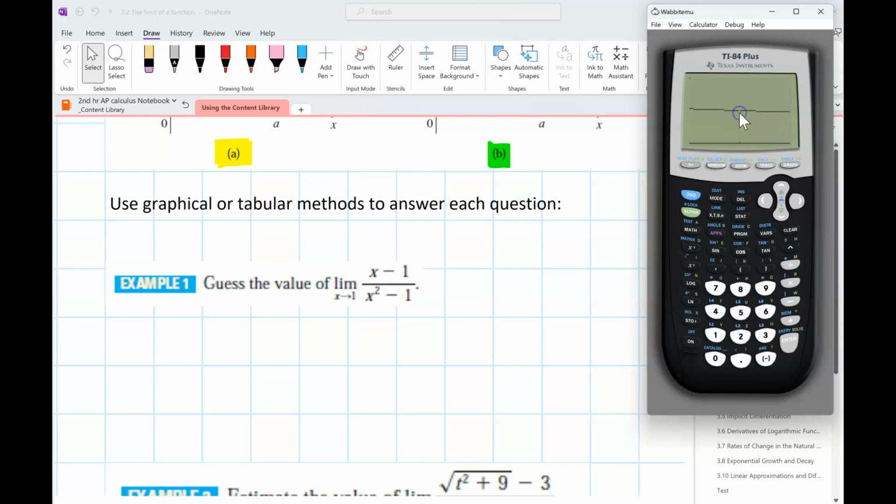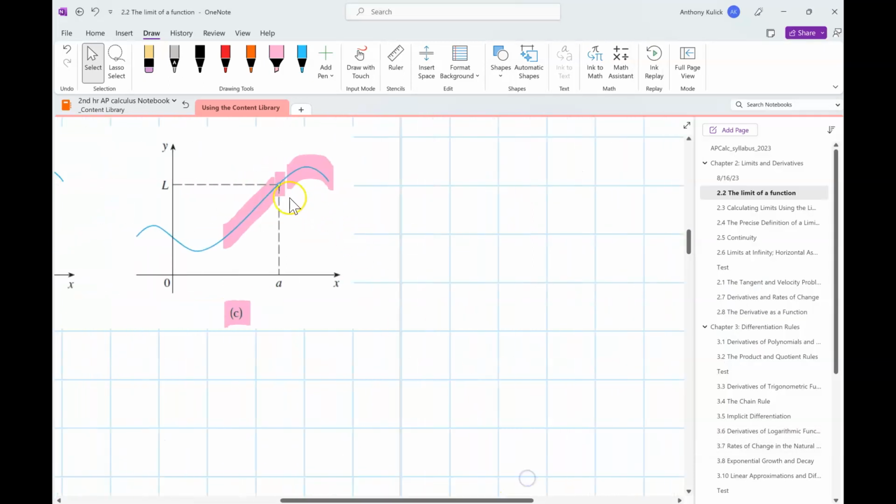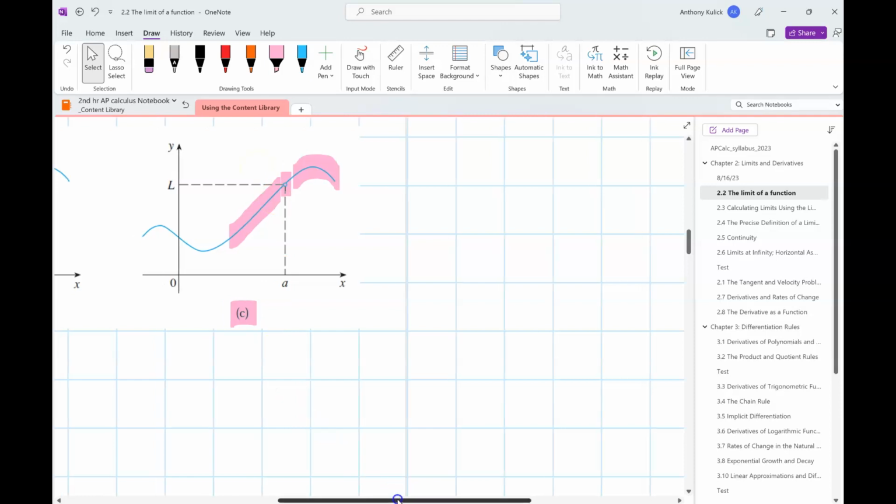You see right there, that little tiny gap. It's hard to see from the back, but if you looked at your calculator on that same window, you'd see a little tiny gap there. The tick mark here is 1. That is our gap at x equals 1. This is like example C, right? Okay.